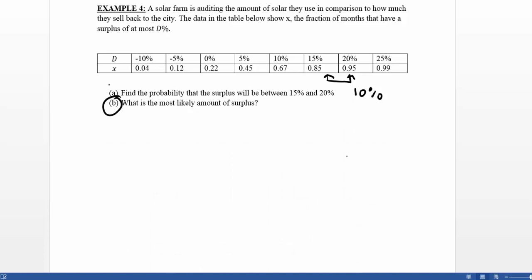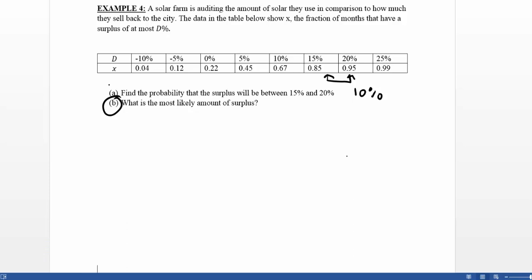Part B. What is the most likely amount of surplus? When we talk about most likely, we're asking which interval, which 5% interval, has the highest fraction of months that had that amount of surplus. So what we need to do is look at this in intervals, much like we did with our age problem at the beginning. Those were 10-year intervals. Notice here that our surpluses vary by 5%. So we're going to look at these in intervals of 5%.